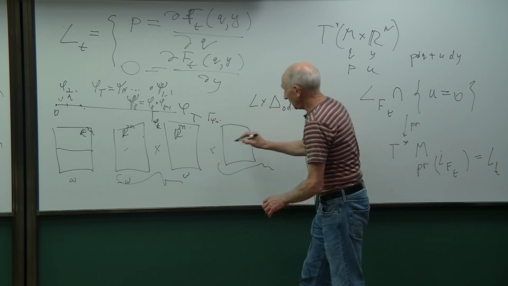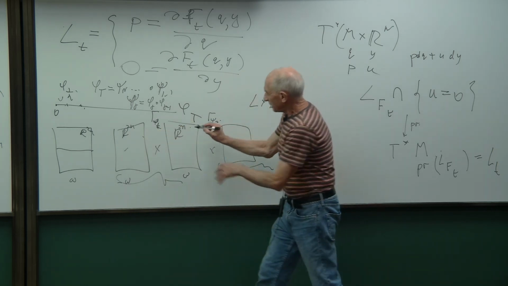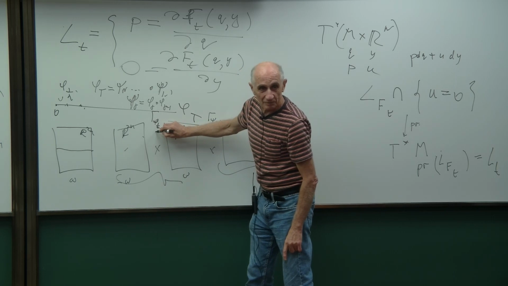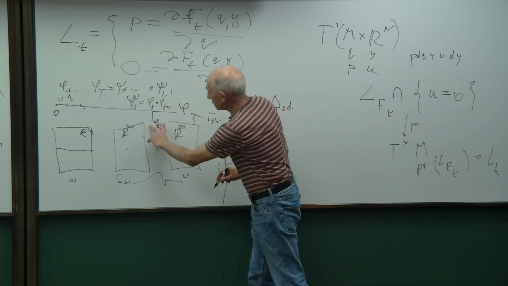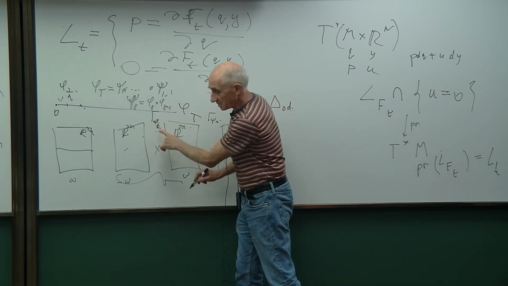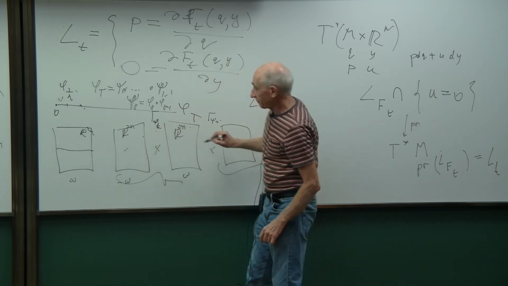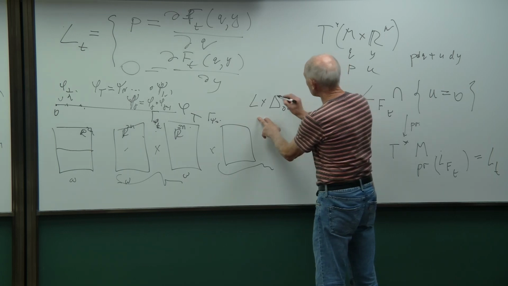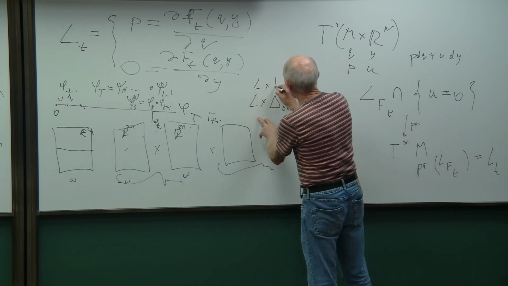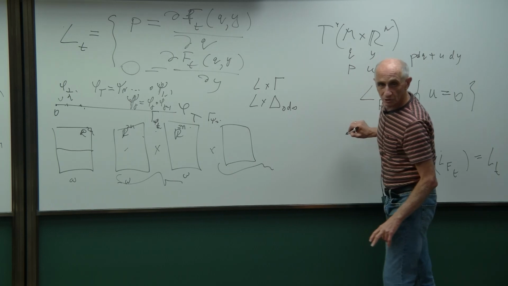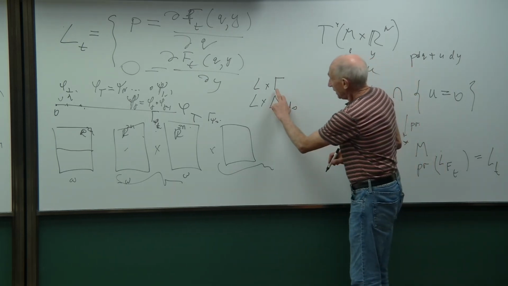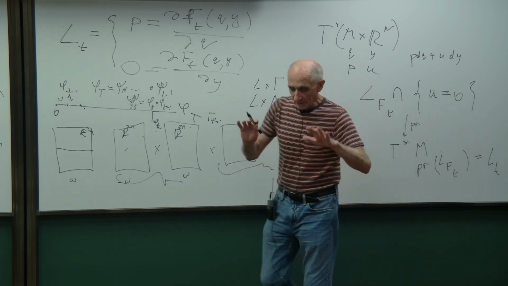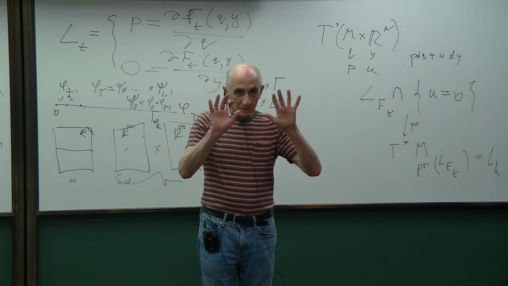So each of these graphs is very close to diagonal. If I would replace psi1 by identity, it would be diagonal here. So you can take delta odd, or you can take L times gamma, where gamma is a product of graphs. And this gamma is very close to delta.